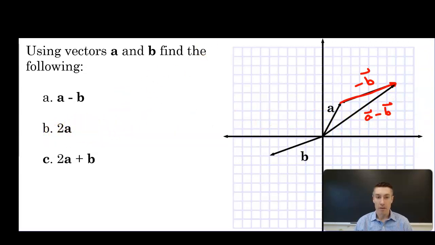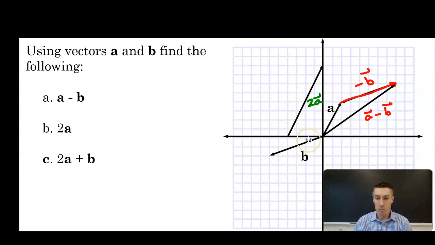And then we have 2a. So again, not fixed in space. So let's move it there. So that's a. So then 2a, we go over 2, up 1, 2, 3, 4. So there's 2a.